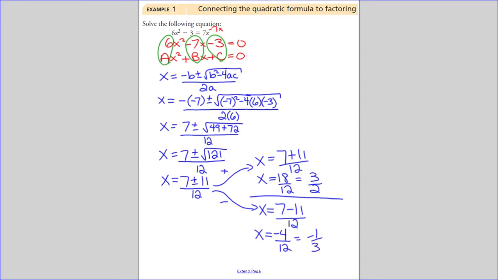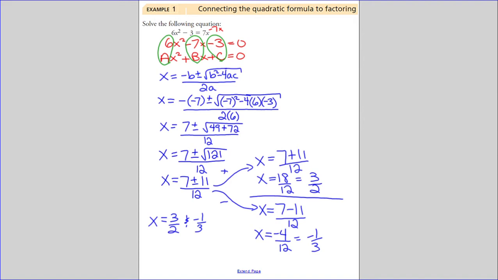So that means that I have my two roots. I have what my two x-intercepts are. They cross over at 3 over 2, and they cross over at negative 1/3. And so, using the quadratic, I can actually determine roots for any quadratic equation, and it will tell me where it crosses the x-axis. Now, this also said solve the factoring and make the connection to factoring as well.